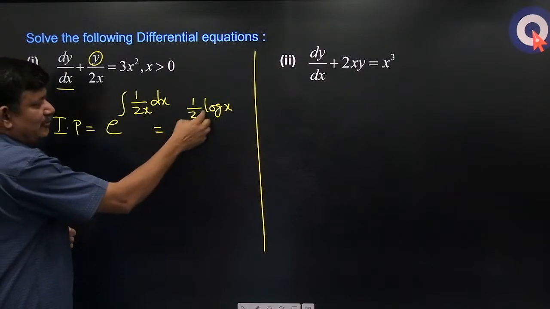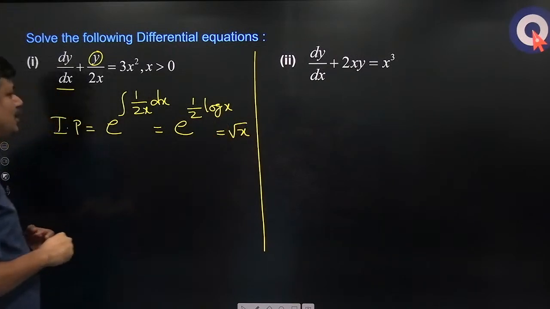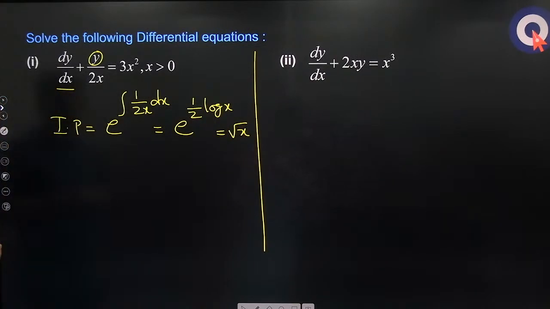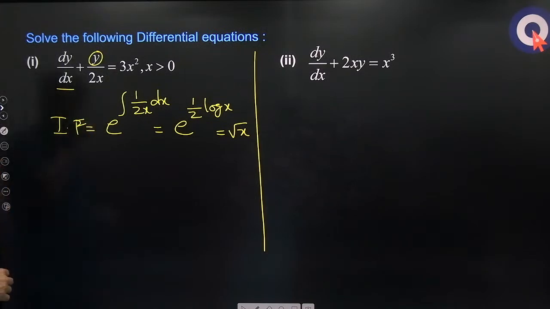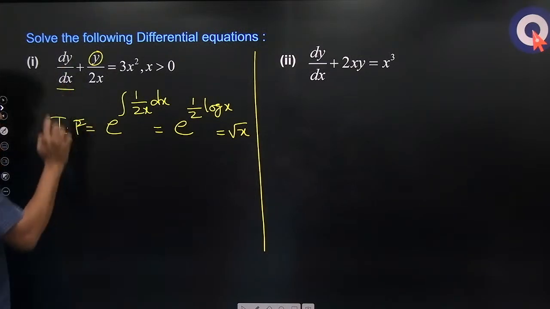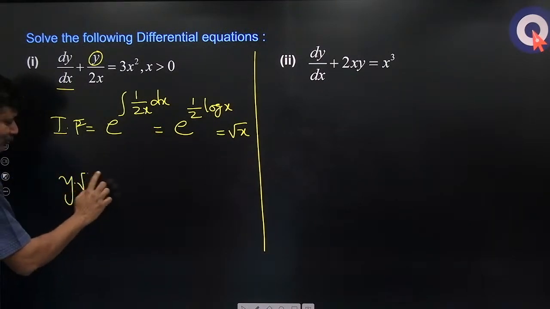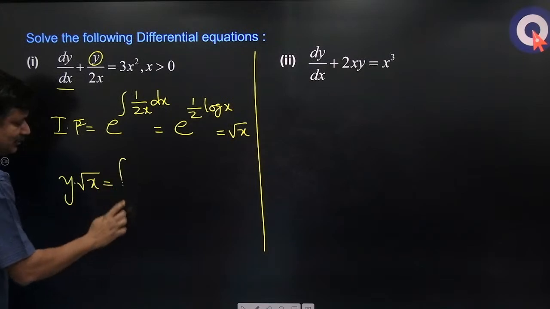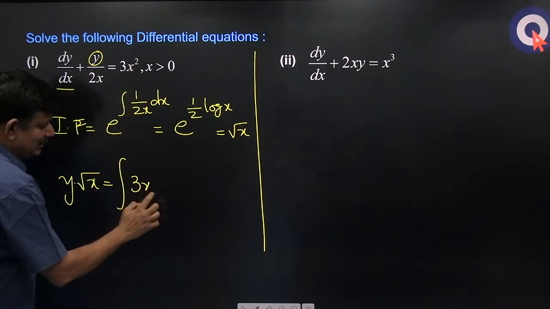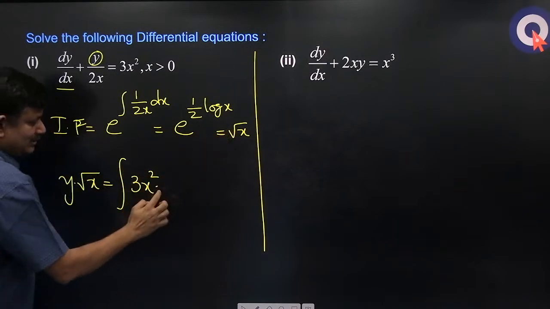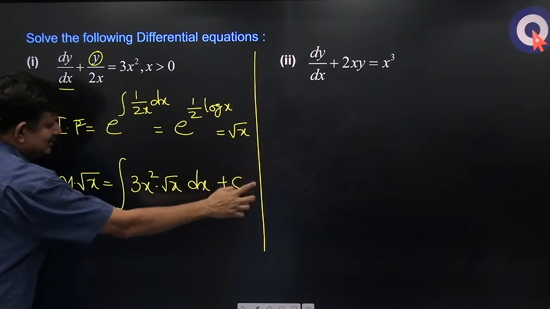Log root x, e power log root x will be how much? Root x. So the integration factor for you is root x. So what will be the solution? y into integration factor root x is equal to integral of q. Q is this function, 3x square into integration factor root x dx plus c.